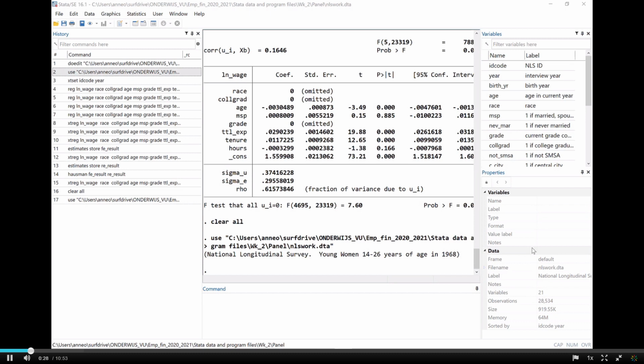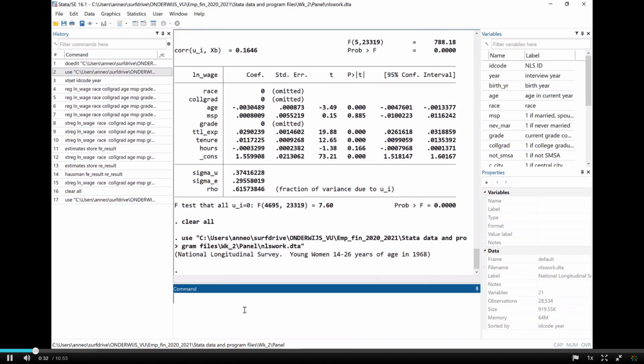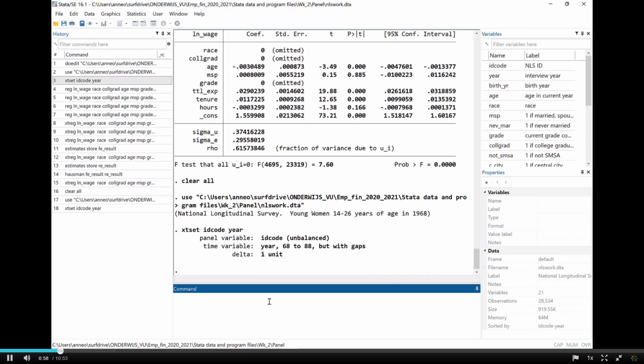Again, we base our results on the survey, which is the data set we used during the whole lecture about panel data in Stata. So I hope you're a bit familiar with the data set by now. We have young women, a panel data set, a survey, and we would like to explain the log of the wage. As always, you should first tell Stata that you use panel data with xtset, an ID code, the i, and a year, the t. And remember, we have an unbalanced panel data set.